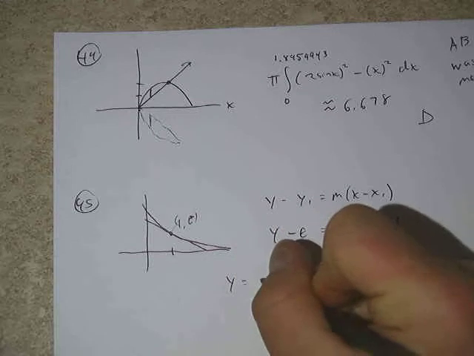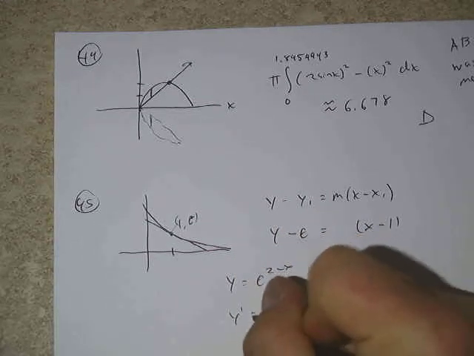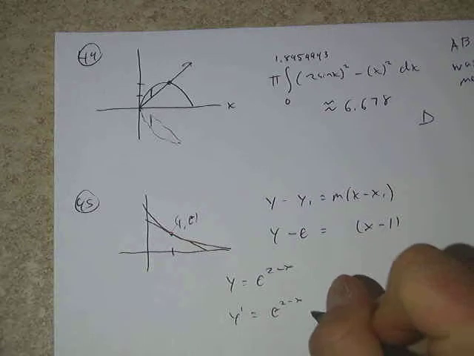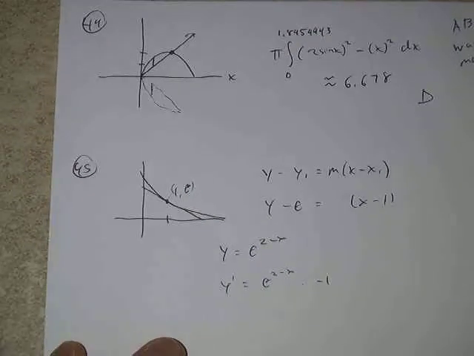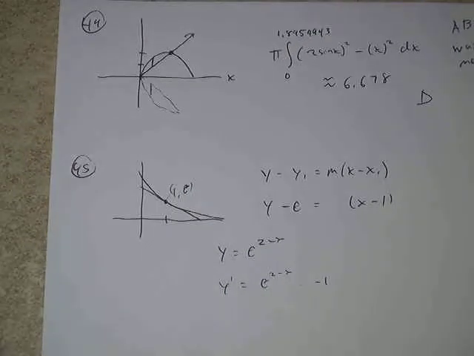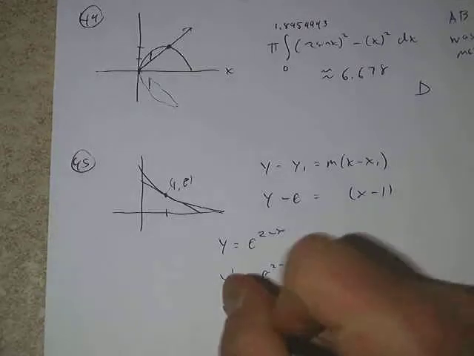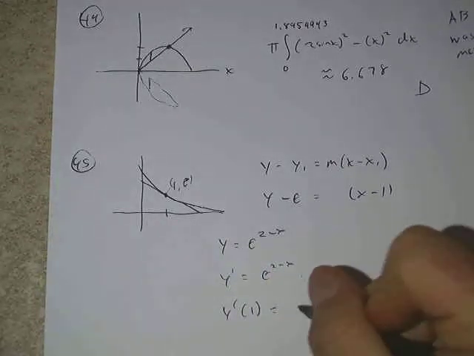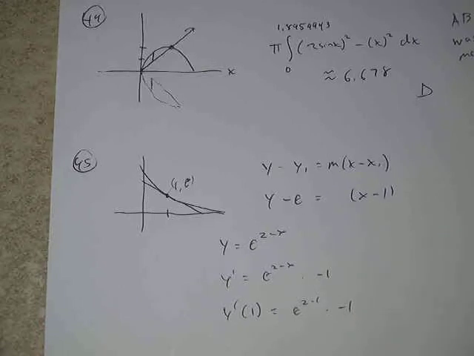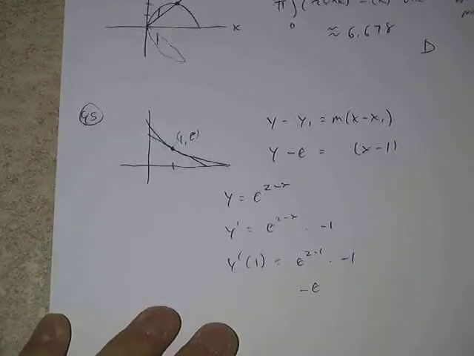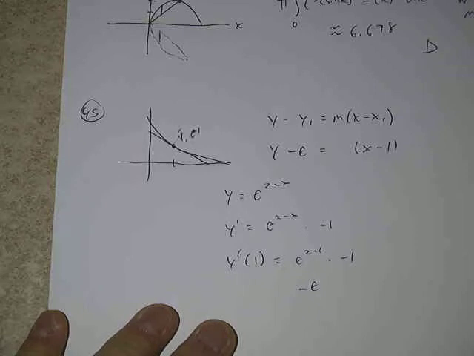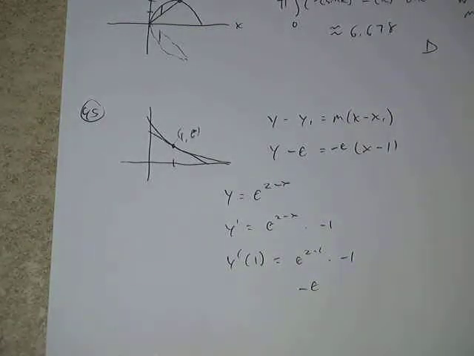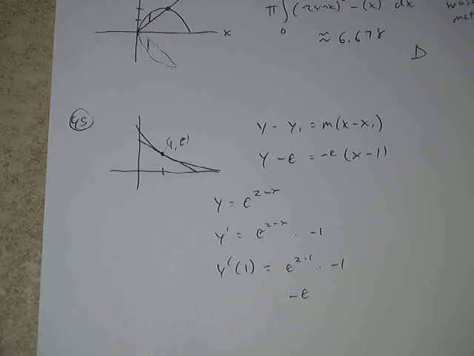So if we know y equals e to the 2 minus x, then y prime would be e to the 2 minus x times negative 1, because e's derivative is itself times the derivative of the argument, of course 2 minus x, derivative being negative 1. And with this as our derivative, we want to know what is the derivative at 1. So if we do e to the 2 minus 1 times negative 1, we're going to get negative e as our derivative value at 1. So hence our slope. And so now we have an equation for that tangent line, y minus e equals negative e times the quantity x minus 1.